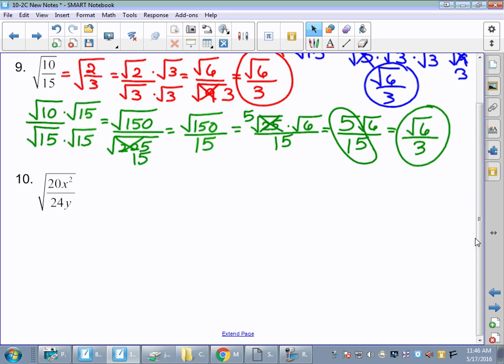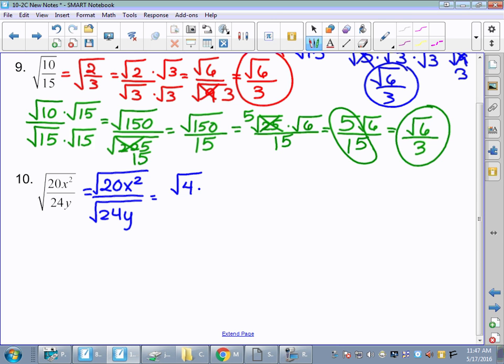All right, number 10, same idea. I'm going to do the blue work again just to introduce you to that. So we're going to rewrite this as the square root of 20x squared over the square root of 24y. And then I'm going to break it apart because I know that 20 and 24 both have a 4 living inside them. So I'm going to break that up into the square root of 4 times the square root of 5 times the square root of x squared, and then the square root of 4 times the square root of 6 times the square root of y.